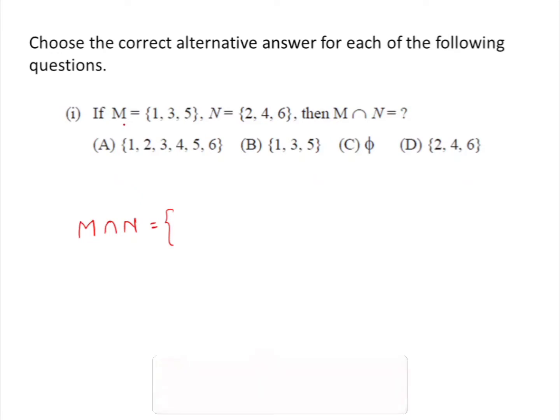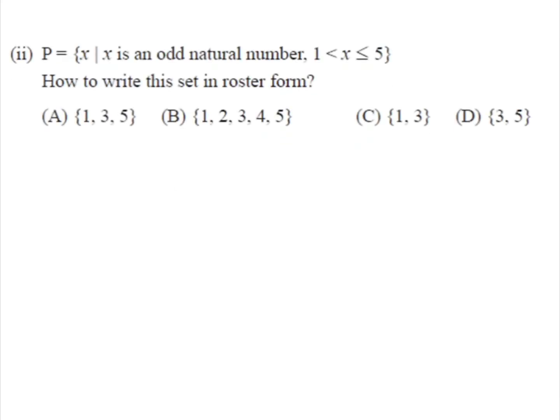So in set M there are 3 elements 1, 3 and 5, and in set N there are 3 elements 2, 4, 6. So if we observe the elements in each of these two sets, we found that there is no common element. So in the set M intersection N, no element will be there. That's why M intersection N will be empty set, which can also be denoted by the symbol phi, which is given at option C. So here option C is the correct alternative. Let's have the next question.